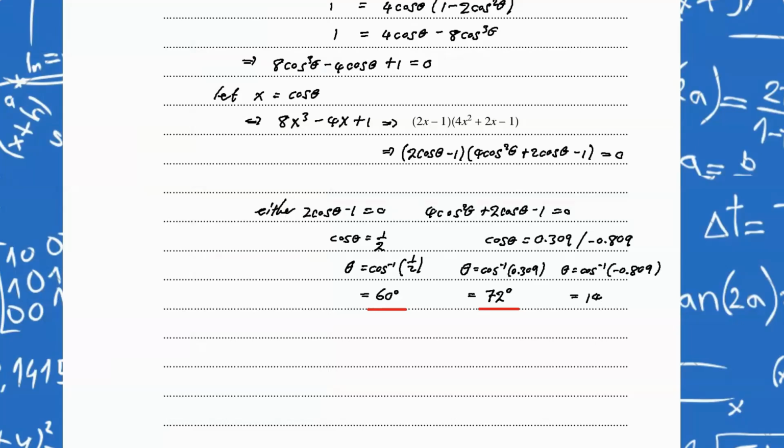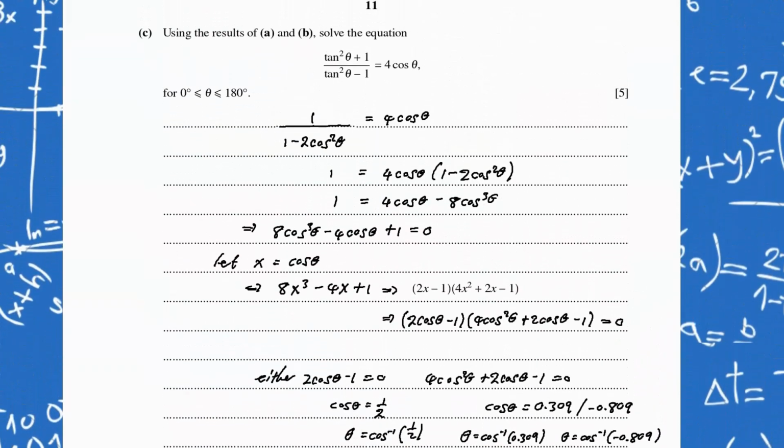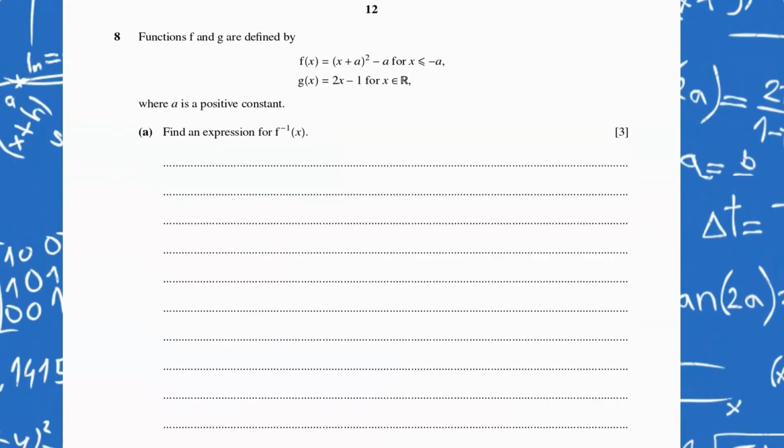So I have 144 degrees here, which I'll take as the only value which qualifies for the range 0 to 180. All right, let's move on. So that's how we do it for this question. Let's move on to number 8.